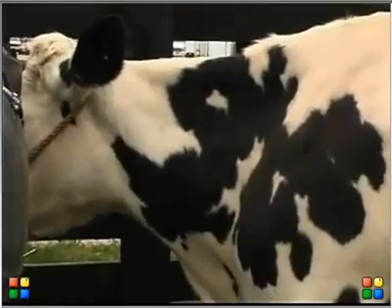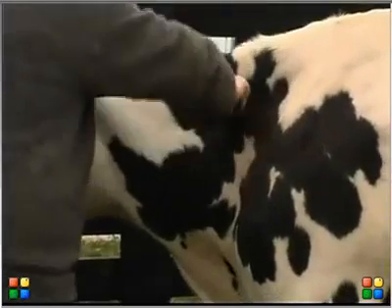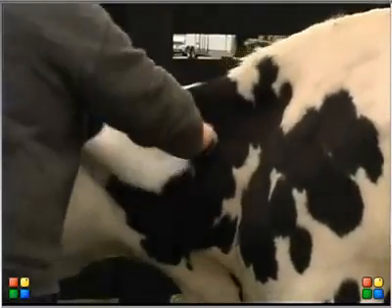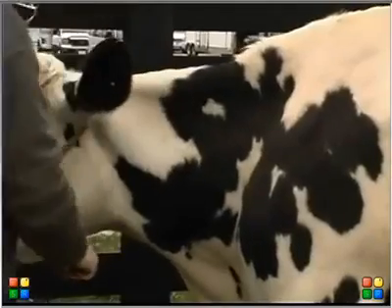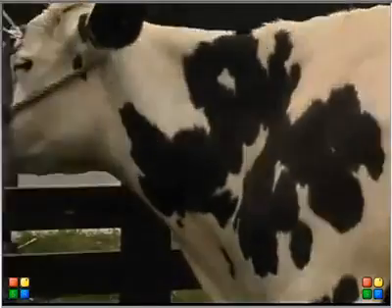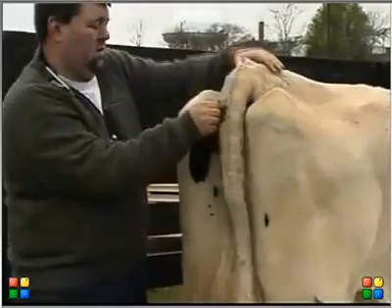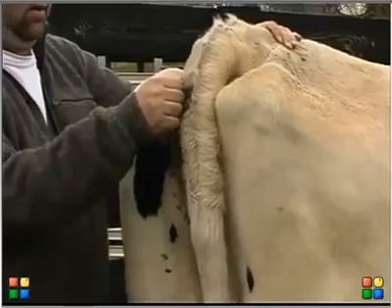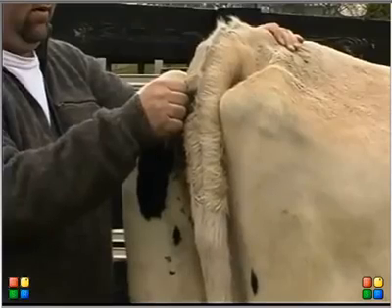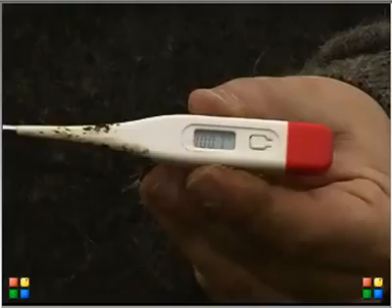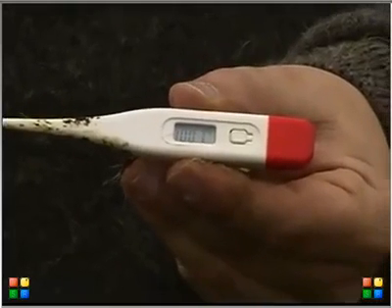Test hydration status by pinching and letting go of the skin on the neck. Skin that is slow to conform again may indicate dehydration. Take the cow's rectal temperature. Normal temperature will usually be between 100 and 102.5 degrees, but may also vary according to the outside temperature.